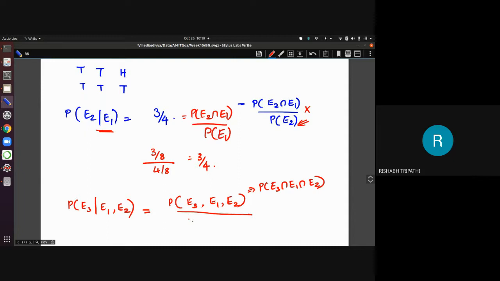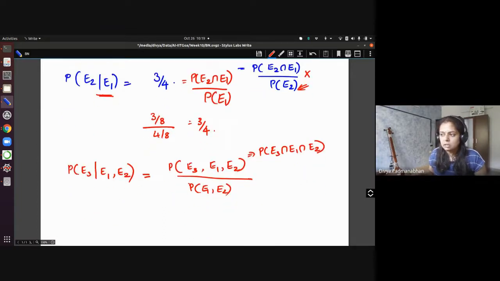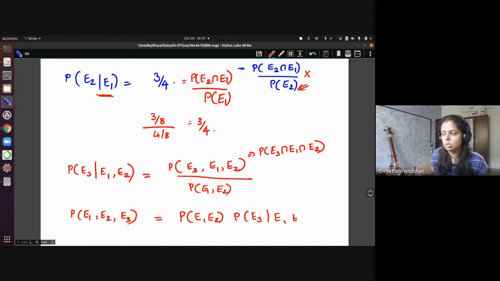P of E1 intersection E2. So let me just write it like this: E1, E2. Okay, and so what you can do is just rearrange the terms. What you can get is this joint probability. So E3, E1, E2 is just the same as E1, E2, E3. Ultimately you're talking of the same event. So this is just probability of E1, E2 times probability E3 given E1, E2, right?